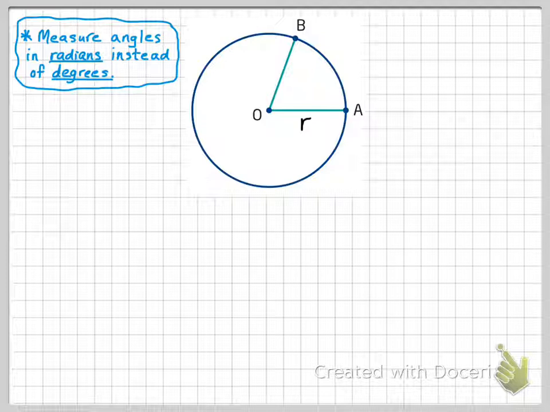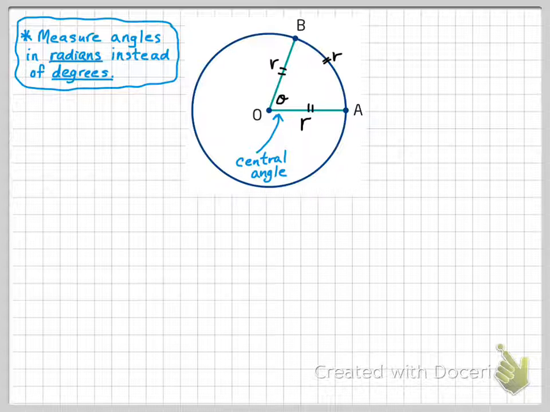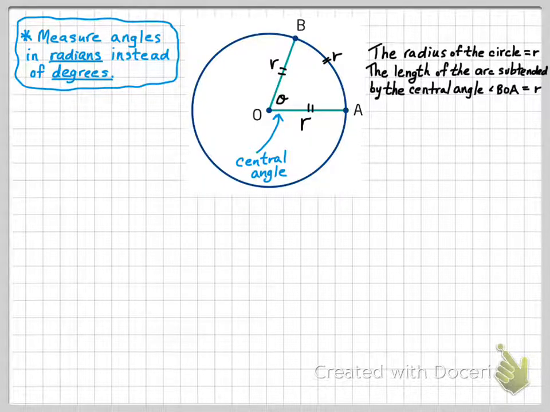The radius of these two arms and the arc formed by arc BA are all going to be equal. They're all going to be equal to R. In this way, in every circle, that angle is going to be the central angle, and it's going to have a measure of 1 radian. So the radius of this circle is said to be R. The length of the arc subtended by the central angle BOA is also going to be R, and the central angle, again, is 1 radian.